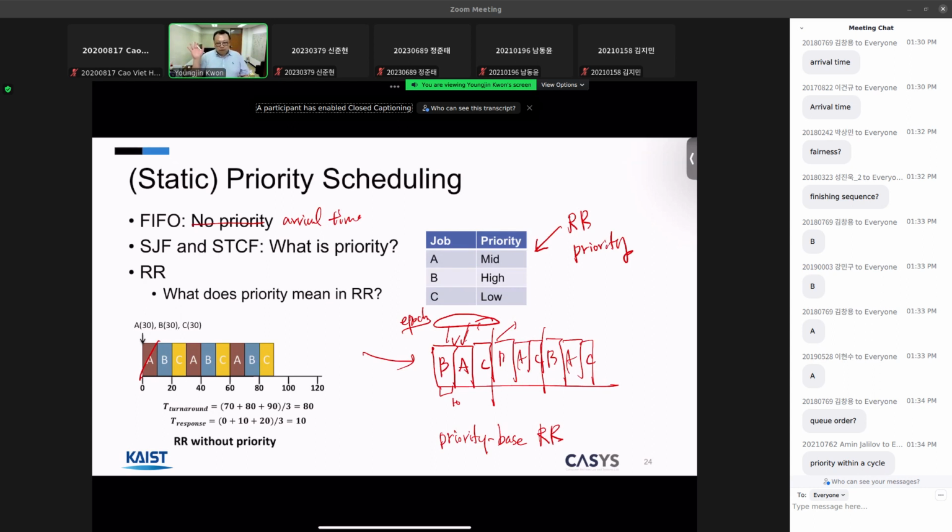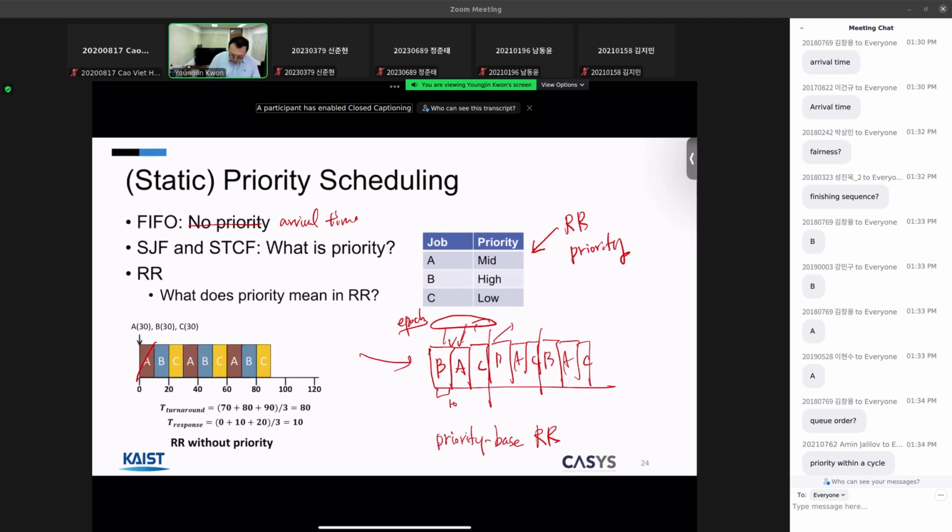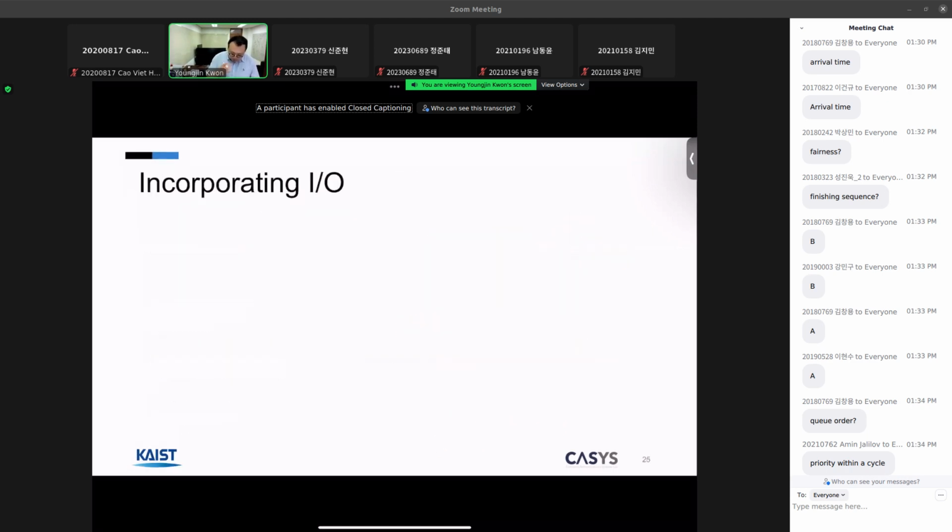Okay, any other questions? Simple, right? I wanted to clarify, because someone actually thought about it differently. So I just specified the meaning of priority in round robin and different schedulers. So far simple. And then let's make the case more complicated, more elaborate.